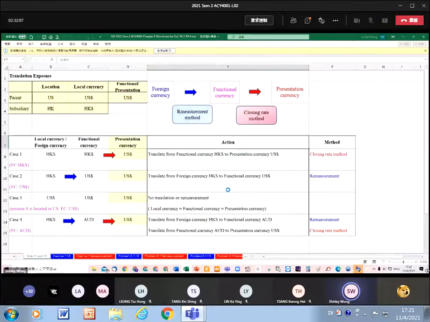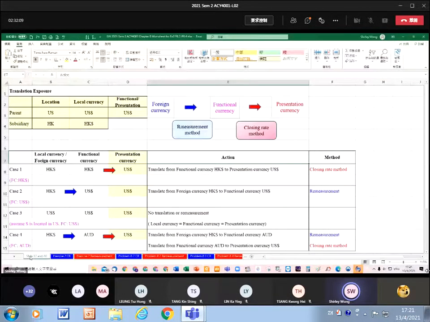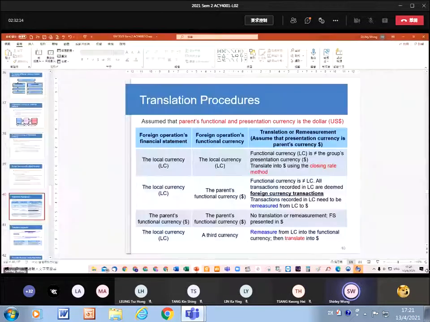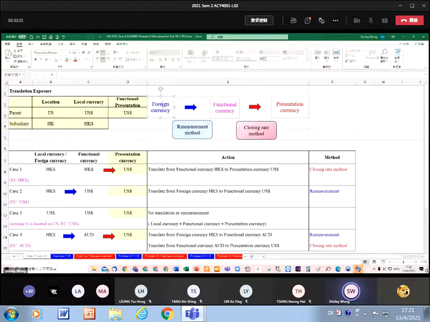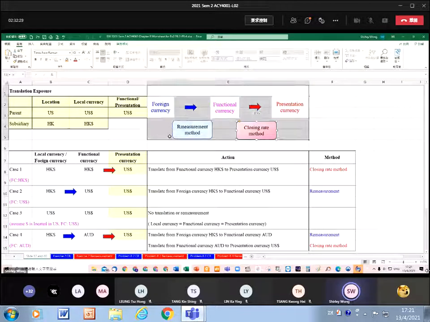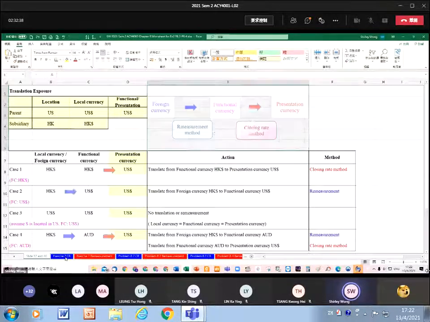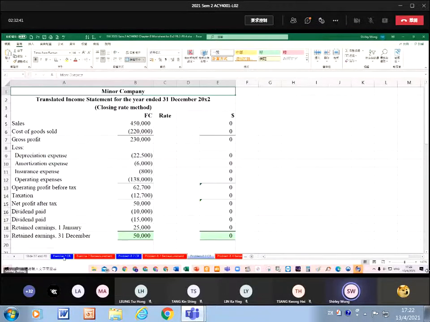Okay, when you click on it, you will find a slide here. I call it slides 37 and 40. So I intend to include this diagram. This diagram, I made it in this worksheet here. Foreign currency to functional currency to presentation currency, we will use the remeasurement method or the closing rate method. So I moved the diagram from slide 37 into this worksheet for you to look at. And then I also include the details about slide 40. You can read it later. And then there are a lot of worksheets here. What are they? Let me explain a little bit to you.